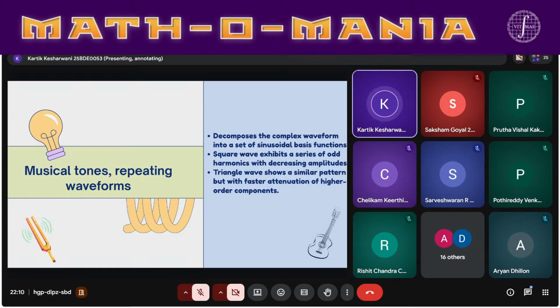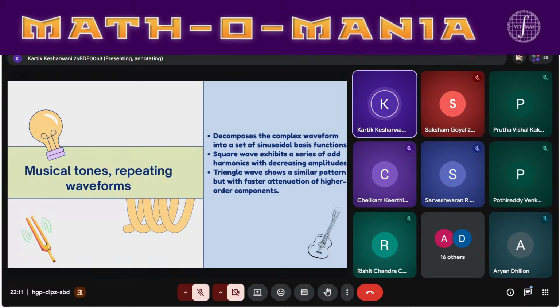Coming to the third application: musical tones and repeating waveforms. Musical tones and repeating waveforms can be understood much more deeply when viewed through the lens of Fourier analysis, which provides a systematic way to represent any complex periodic signal as a sum of simple sinusoidal components.